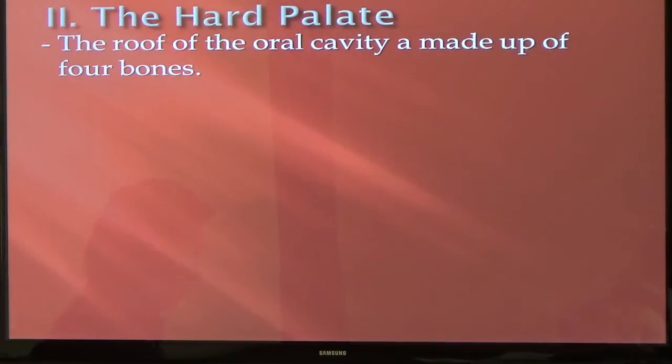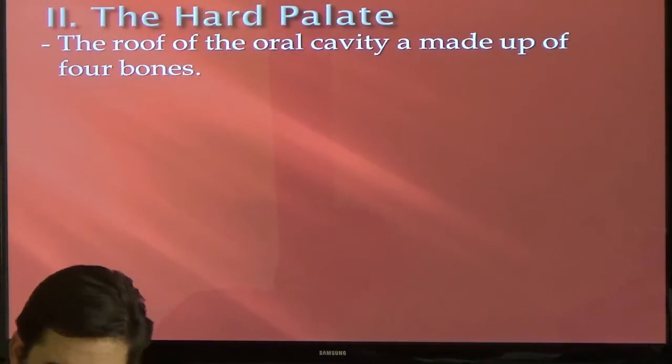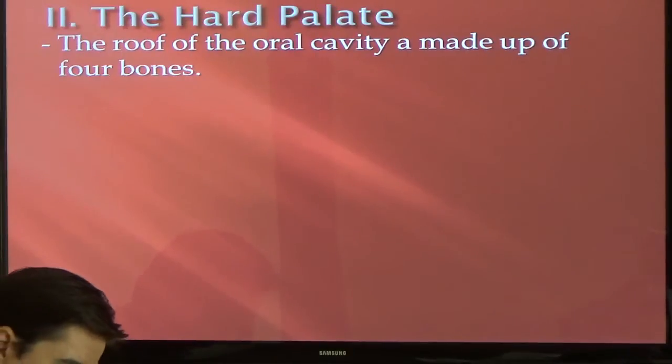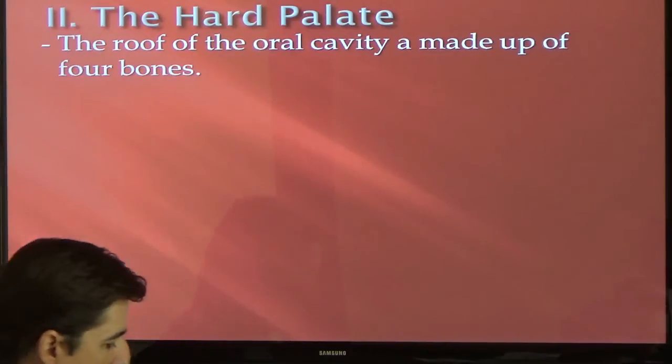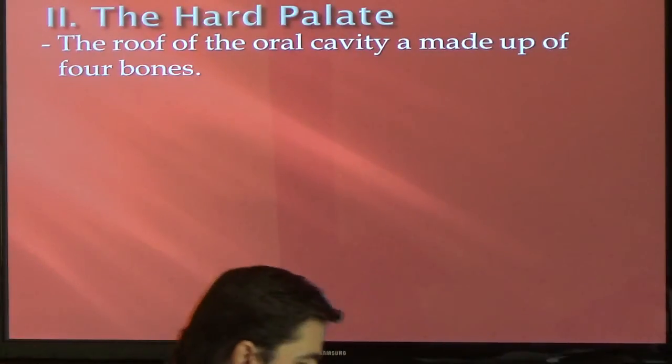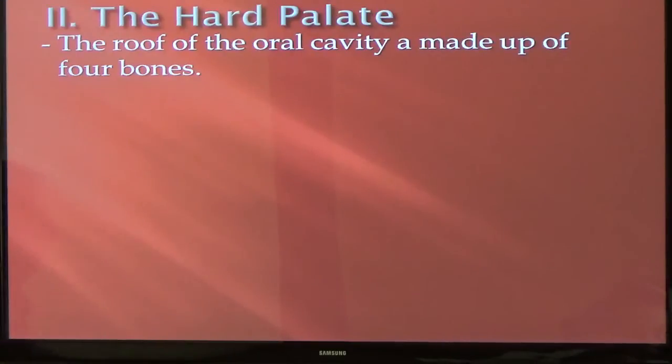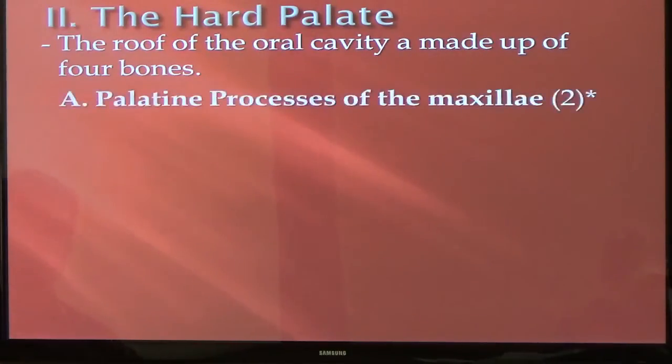So those are the bones. And what's in the bones? So 22 bones, 8 cranial, 14 facial. All right, the hard palate, the roof of the oral cavity, is made up of 4 bones. Okay, the maxilla, the hard palate, is made up of 4 bones.